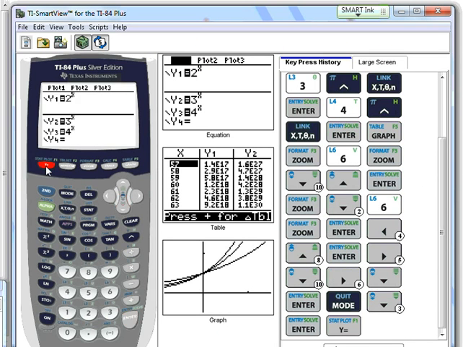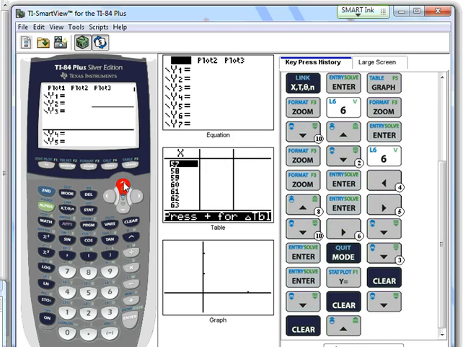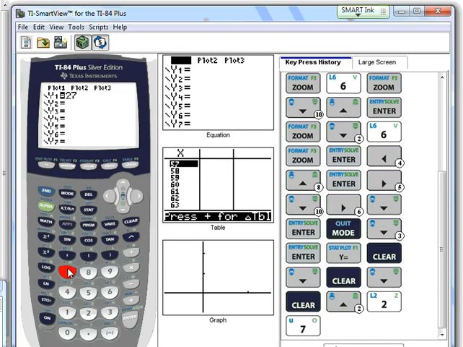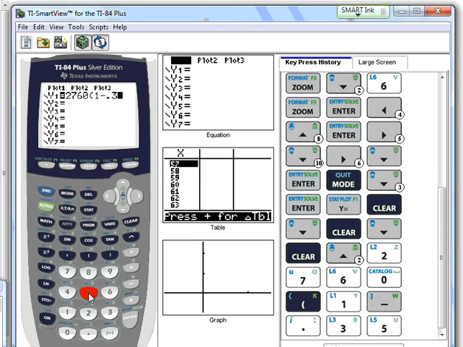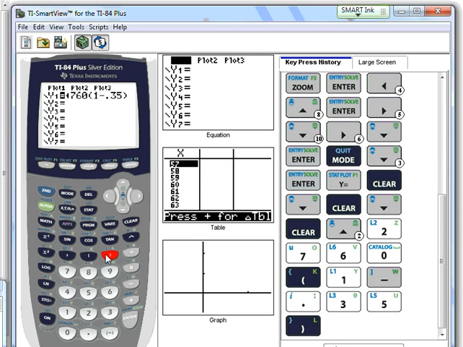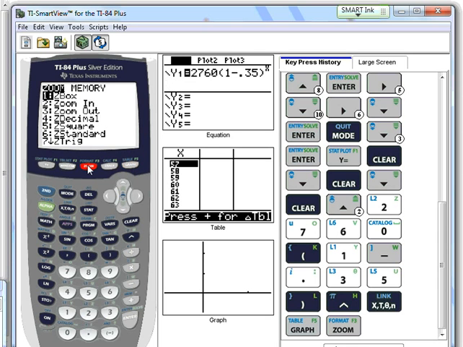Now I go to y equals, and I had some stuff in there I'm going to clear out. Clear it, here, clear it. And I'm going to go up here, and I'm going to put 2,760. Then I go parentheses 1 minus 0.35, end parentheses, to the power of x. And then I hit graph. Now my window is kind of weird, so I'd go to a zoom 6 if your window's kind of weird too.